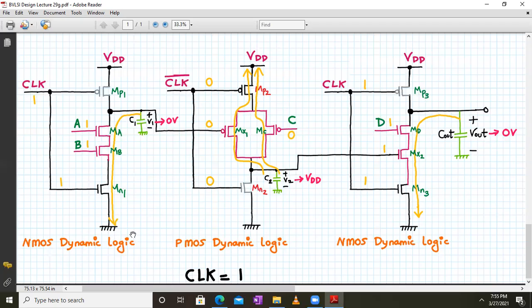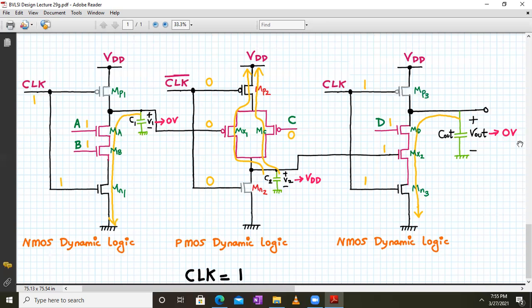So in this case, all the stages evaluate. That means in my NMOS dynamic logic, V1 will be 0 volt, my PMOS dynamic logic output V2 will be VDD, and my NMOS dynamic logic V out will be equal to 0 volt. So this is one of the possibilities.